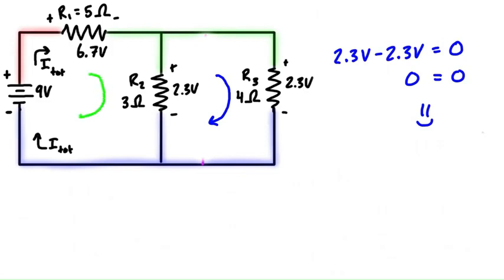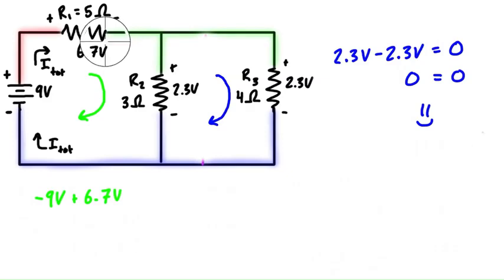Let's take a look at the loop on the left. Let's draw on a direction that we're going to go. We can use clockwise again. And we can just start anywhere. Let's start right here. So when we come around, we're going to reach the battery and we're entering the negative terminal. So we'll add that as a -9. So we have -9 volts. When we come around to resistor 1, we're entering through the positive terminal, so we put that in as a positive value, so plus 6.7 volts.